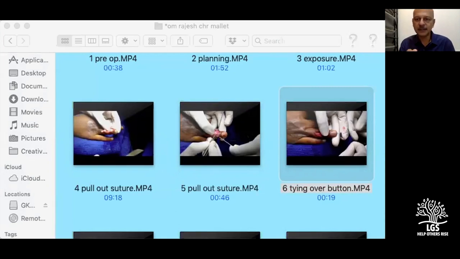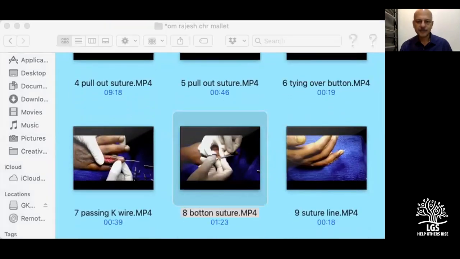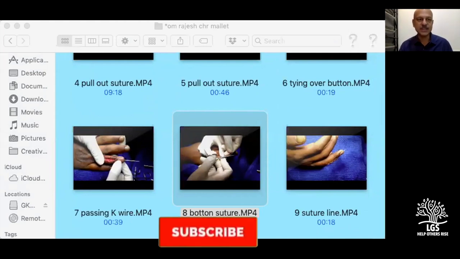See, I have taken the butterfly. We'll tie it over the butterfly. But before that, we need to put in a K wire through this and stabilize the joint. And lastly, the suture is tied over the button. So this is left on for 6 weeks. Only after 6 weeks we remove it.